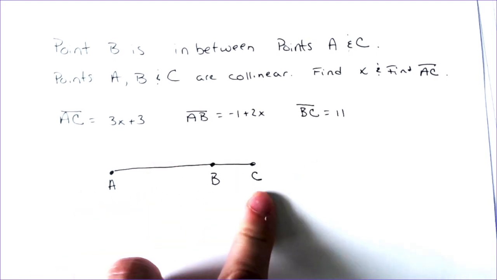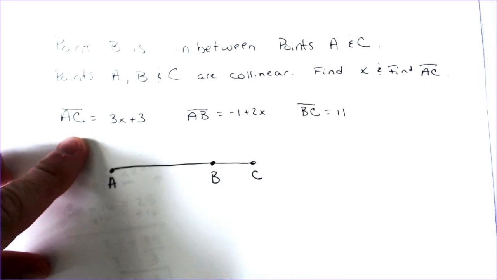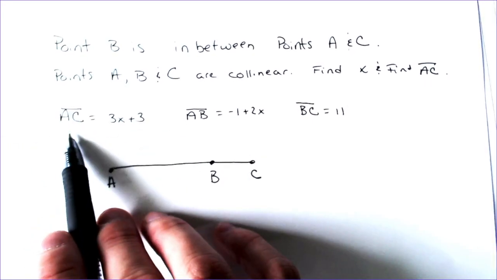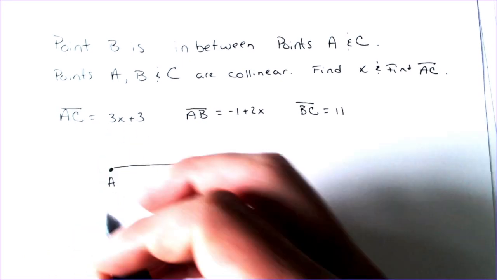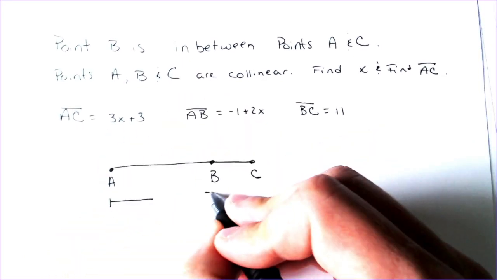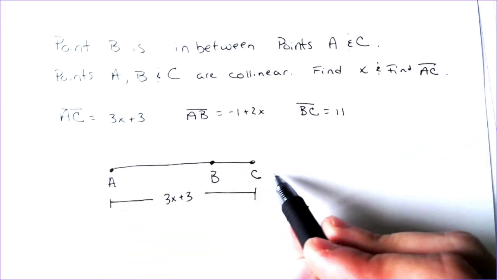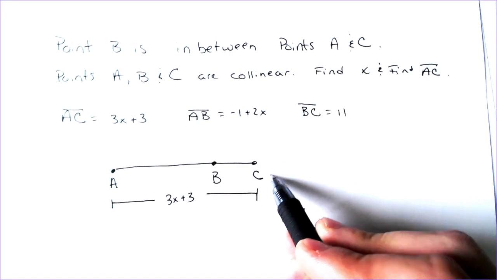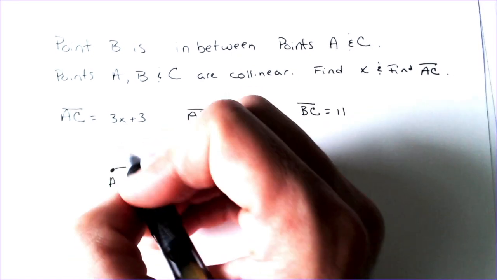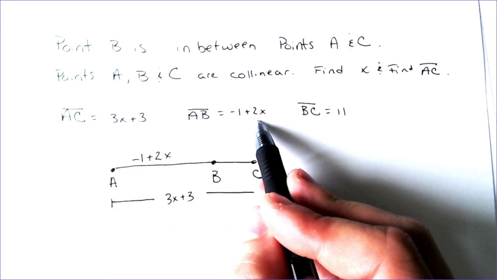Now that we have our picture, all we have to do is just label the parts that were provided. Well, A to C is 3x plus 3, so that means that all the way across this thing is 3x plus 3 from A all the way to C. And A to B is negative 1 and 2x, so from A to B, negative 1 plus 2x.